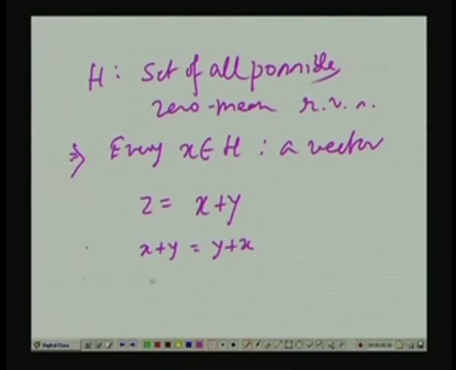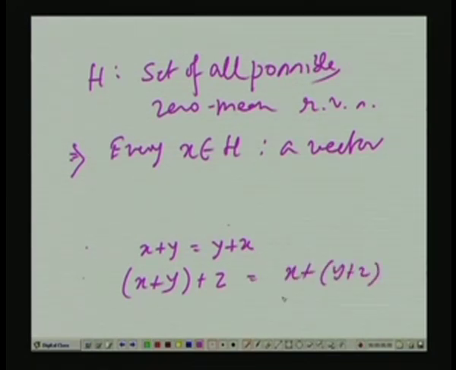Then, now we take z to be some other random variable. So, x plus y plus z, it should be the same regardless of grouping. This is called associativity.